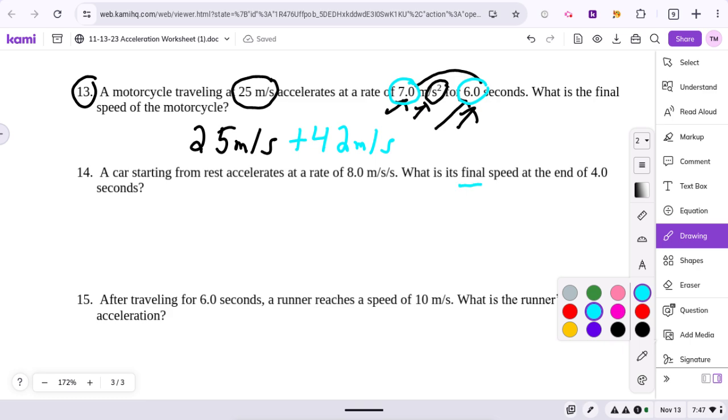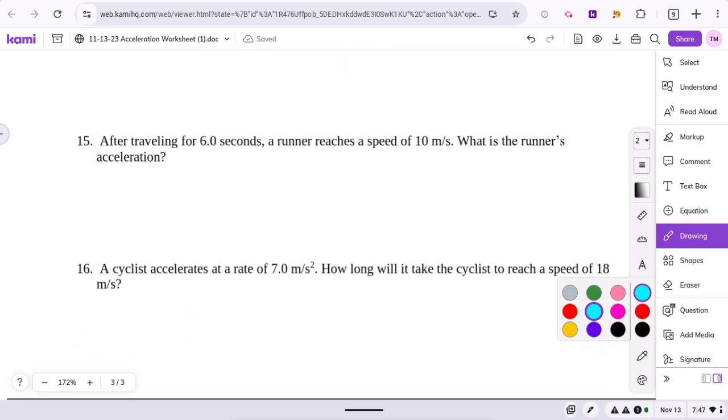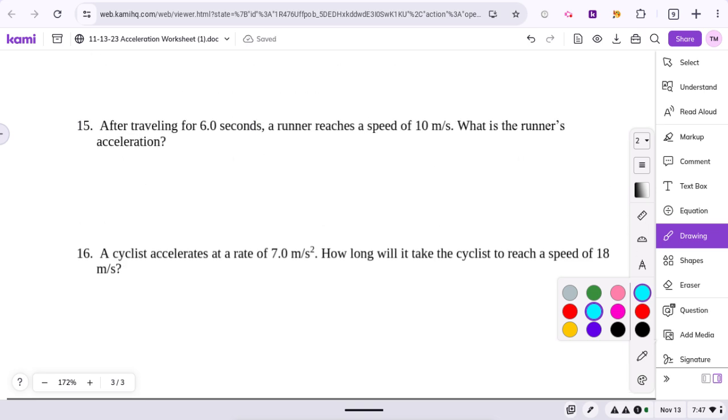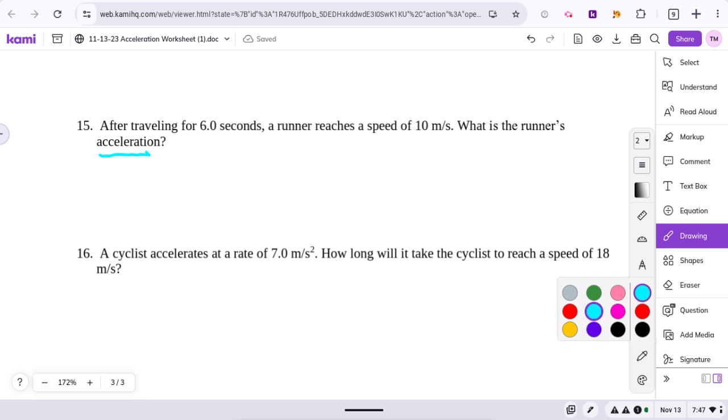Once again, for this one, also you'll need final speed. This one, you'll need the acceleration. And another one here also. The acceleration rate, it wants to know how much time it will take.